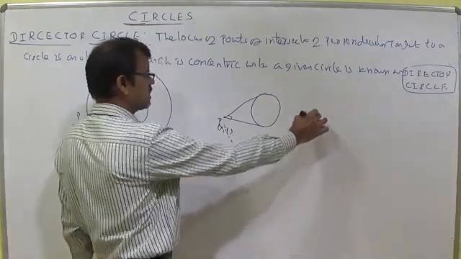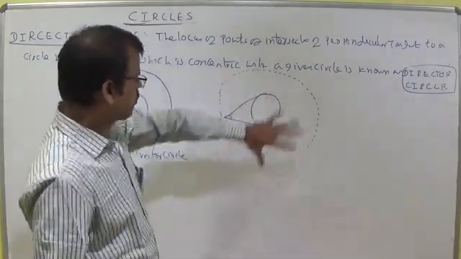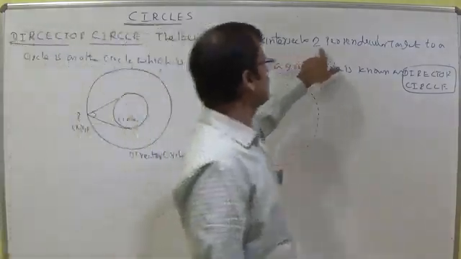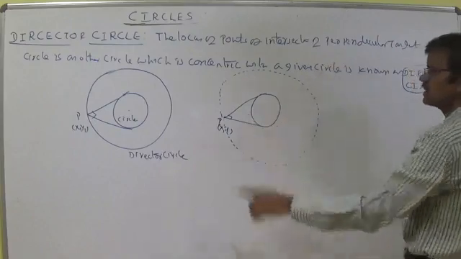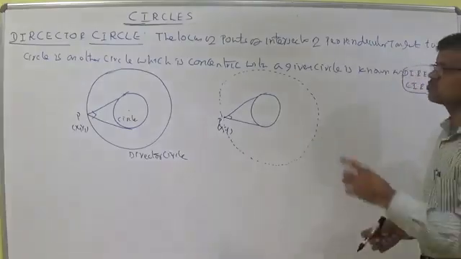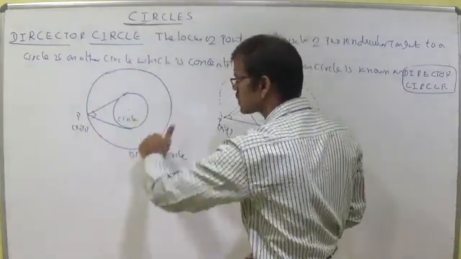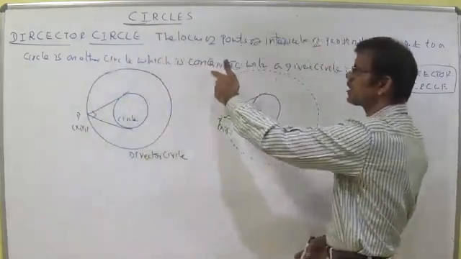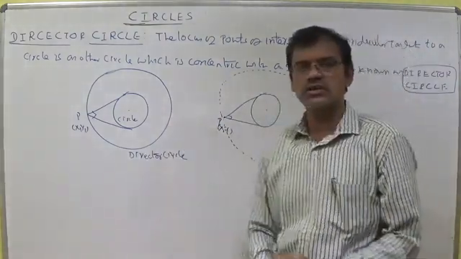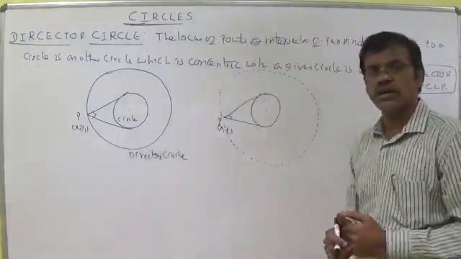The locus of points of intersection of perpendicular tangents, this is the locus. Such a locus is called a director circle. The definition once again, see: the locus of points of intersection of perpendicular tangents. It should be perpendicular, so theta should be 90 degrees. Perpendicular tangents to a circle is also another circle, which is concentric with the given circle. The center of the first circle and the second circle should be the same. Whenever the center is the same, such a circle is known as a director circle.